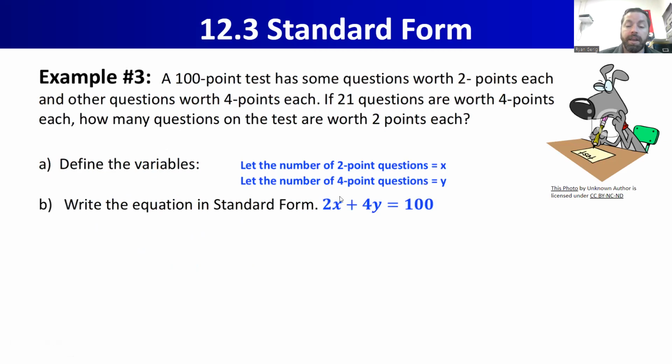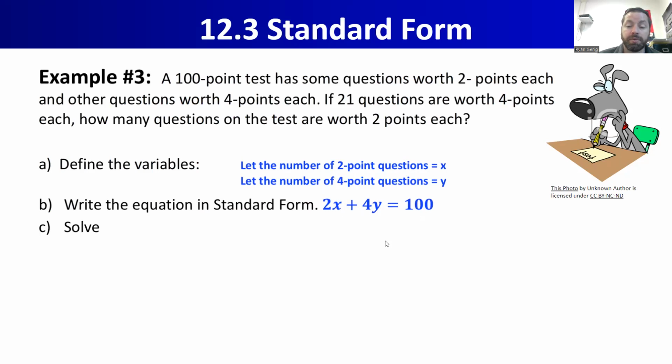If I have 4 2-point questions, that would be 8 points, right? So 2 times 4 would give me 8. If I have 5 2-point questions, that'd be 10 points, 2 times 5. If I have x number of 2-point questions, 2 times that number is going to give me the total points for the 2-point questions, which is 2x. I can do the same thing with the 4-point questions. 4 times y gives me the number of points for the 4-point questions. If I add the points from the two together, I will get 100, which is where the equation comes from.